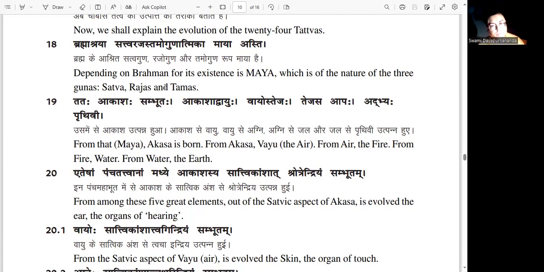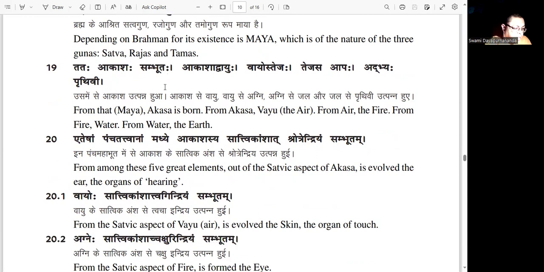From these five elements, from Akasha, the first one, from its Sattvic part. We said that Maya has three parts, the nature of Sattva, Rajas, Tamas. From the Sattva aspect of the Akasha, the Srotrendriya, the ear, the Gyanendriya, the organ of hearing, has been created. Likewise, he'll tell how the other Indriyas are created from the Panchamahabhuta.